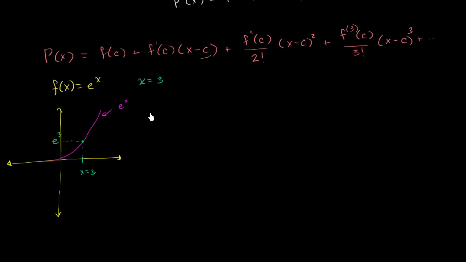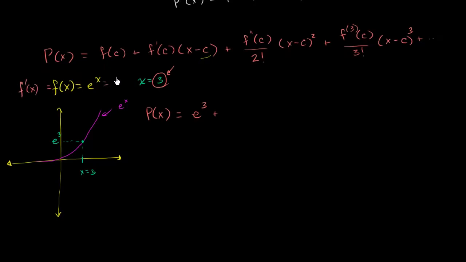So the Taylor series expansion for f of x is equal to e to the x will be the polynomial. So what's f of c? Well, if x is equal to 3, we're saying that c is 3 in this situation. So if c is 3, f of 3 is e to the third power. So it's e to the third power plus, what's f prime of c? Well, f prime of x is also going to be e to the x. You take the derivative of e to the x, you get e to the x. That's one of the super cool things about e to the x.